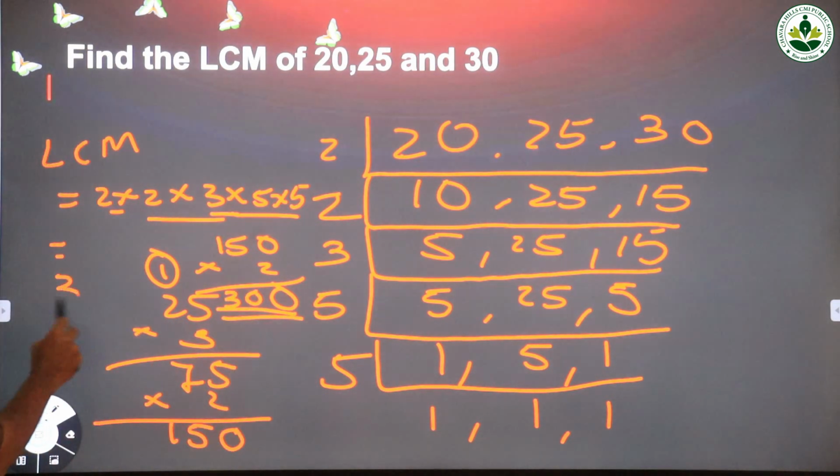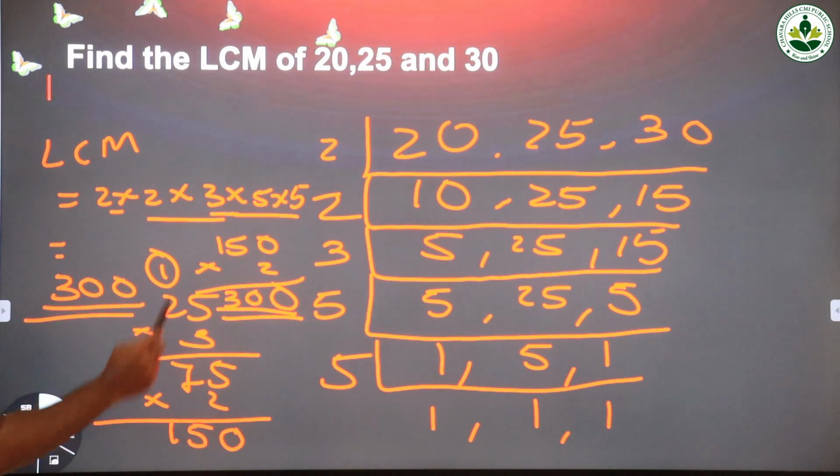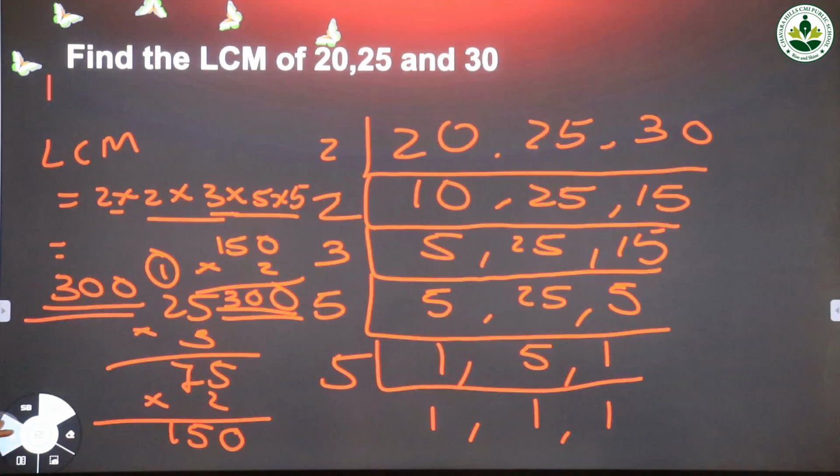Answer is 300. So, the least common multiple of 20, 25 and 30 is 300.